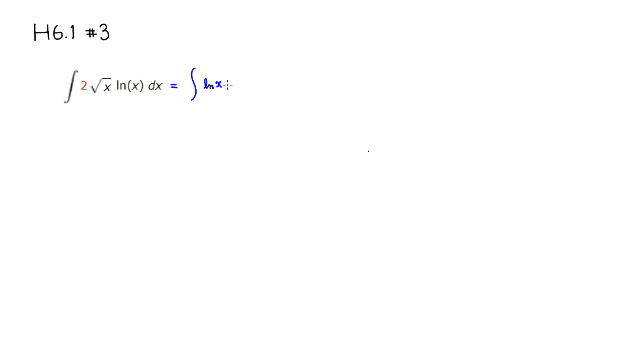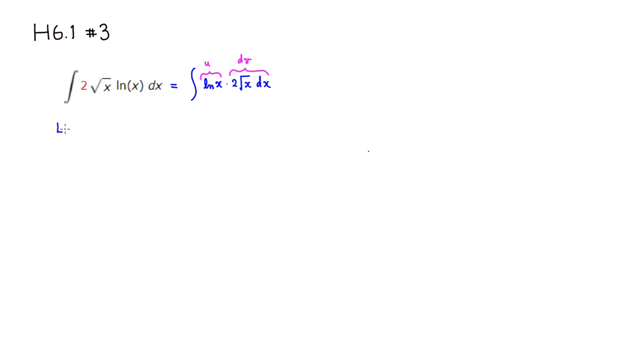Then we multiply by 2 square root of x and dx. Then this guy is going to be my u, and this is going to be my dv.